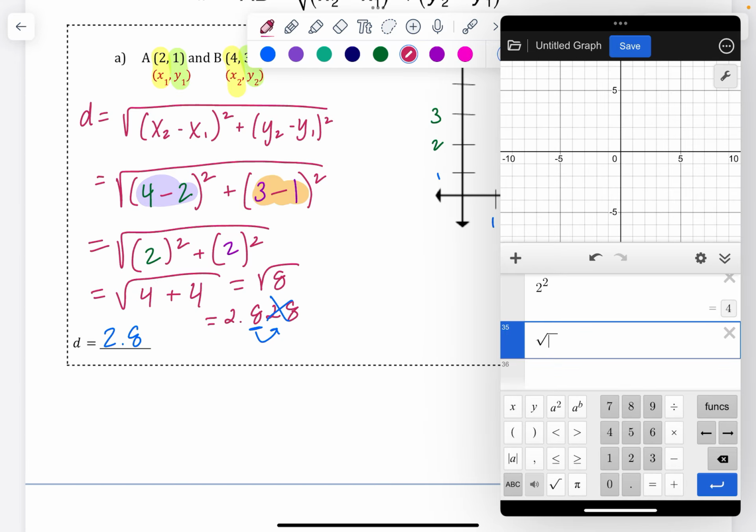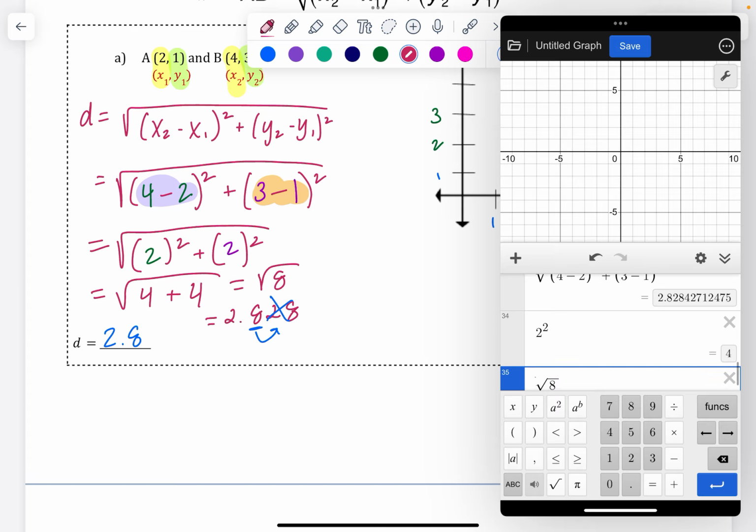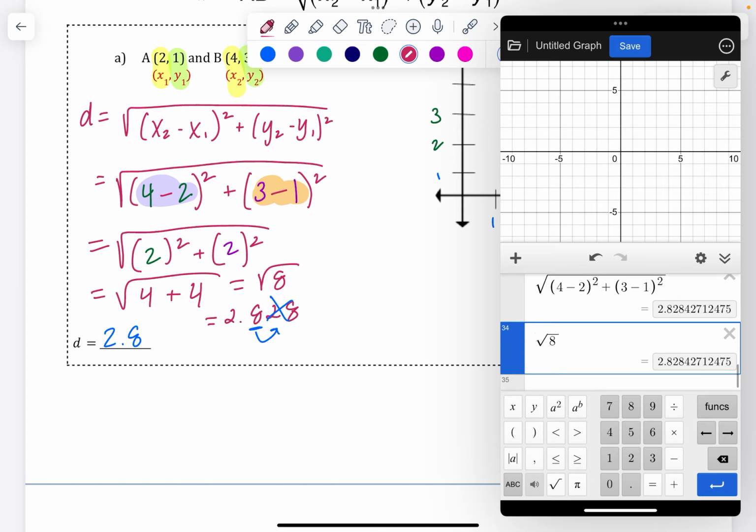If I plugged in radical 8, it gives me the same exact answer, guys. It gives me 2.8284, yada, yada, yada. So you could go ahead and simplify down to one single number and then plug it in and get the long decimal. Or you could just take the shortcut and plug it in from here. I like to just take the shortcut and plug it in from there.